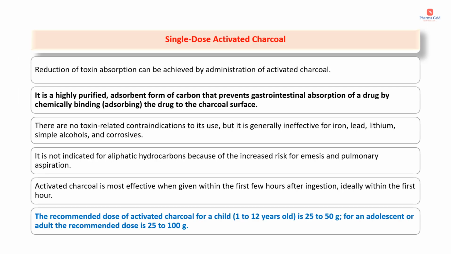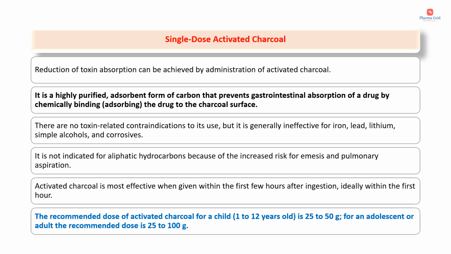Reduction of toxin absorption can be achieved by administration of activated charcoal. It is a highly purified adsorbent form of carbon that prevents gastrointestinal absorption of a drug by chemically binding, that means adsorbing, the drug to the charcoal surface. There are no toxin-related contraindications to its use, but it is generally ineffective for iron, lead, lithium, simple alcohols, and corrosives. It is not indicated for aliphatic hydrocarbons because of the increased risk for emesis and pulmonary aspiration.